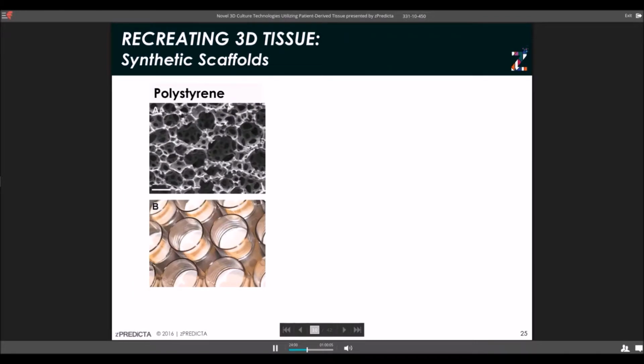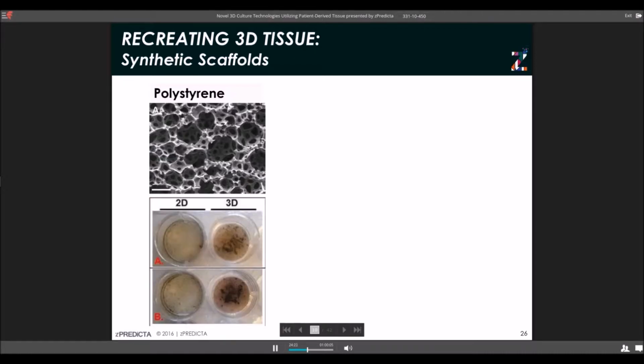Another model to force cells into these three-dimensional aggregates is the use of polystyrene scaffolds. So this is similar to plastic dishes, but in a three-dimensional scaffolding with inserts that look like these sponge-like shapes. And then when cells are grown in it, they actually tend to aggregate. So here in the 3D is shown aggregates of cells, which do not happen when cells are just plated on plastic. They just kind of disperse.